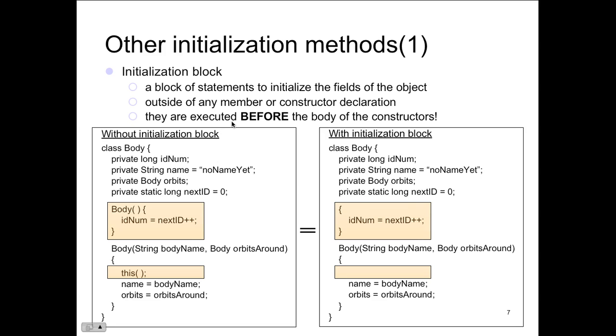You don't have to use constructors. You can have what's called an initialization block. So in the class, without the initialization block, we've got the data members, we've got the constructor, we've got another constructor down here, and we got this going on. This is the same thing we had before.